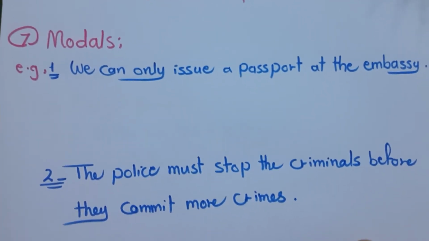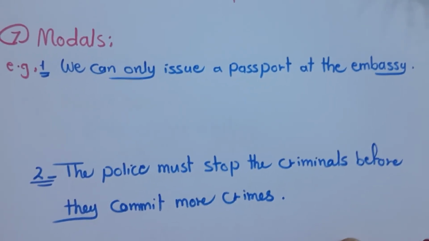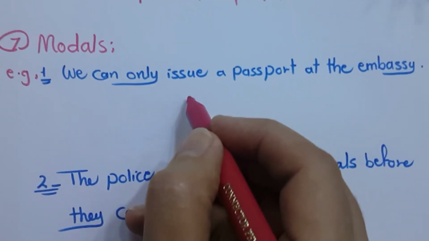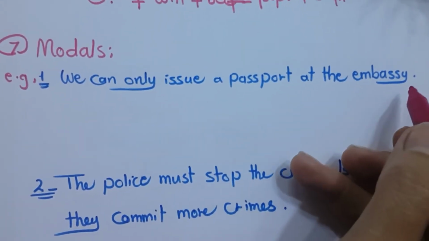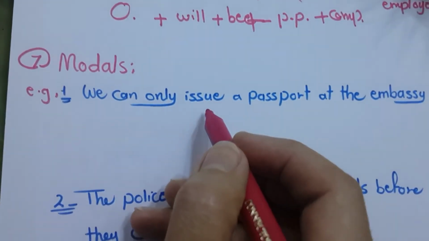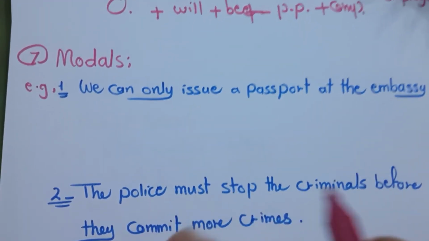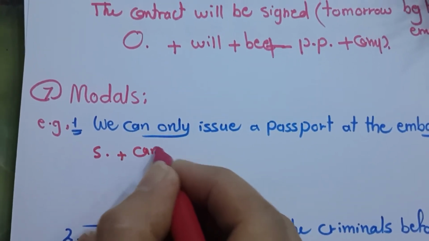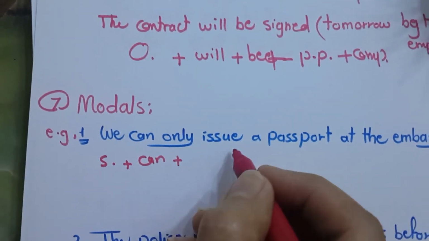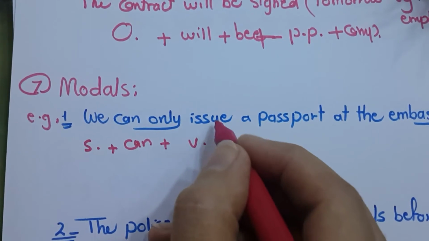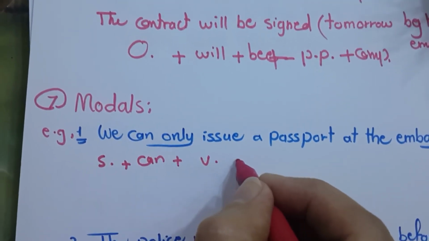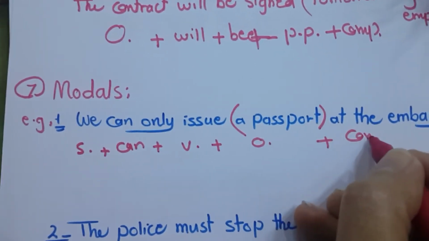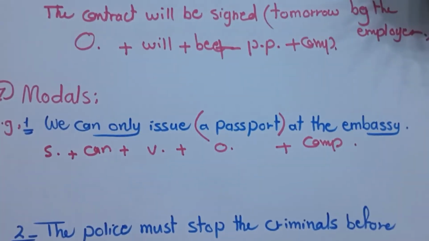Here we have two examples to show you how we can make sentences with modals in the passive voice. We can only issue a passport at the embassy. Issue here means what? To make it formal or make it authorized. You have the subject at the beginning of the sentence, then the modal can only, the verb issue in its base form because we have can, followed by the passport, which is the object, and then you have the complement at the embassy.